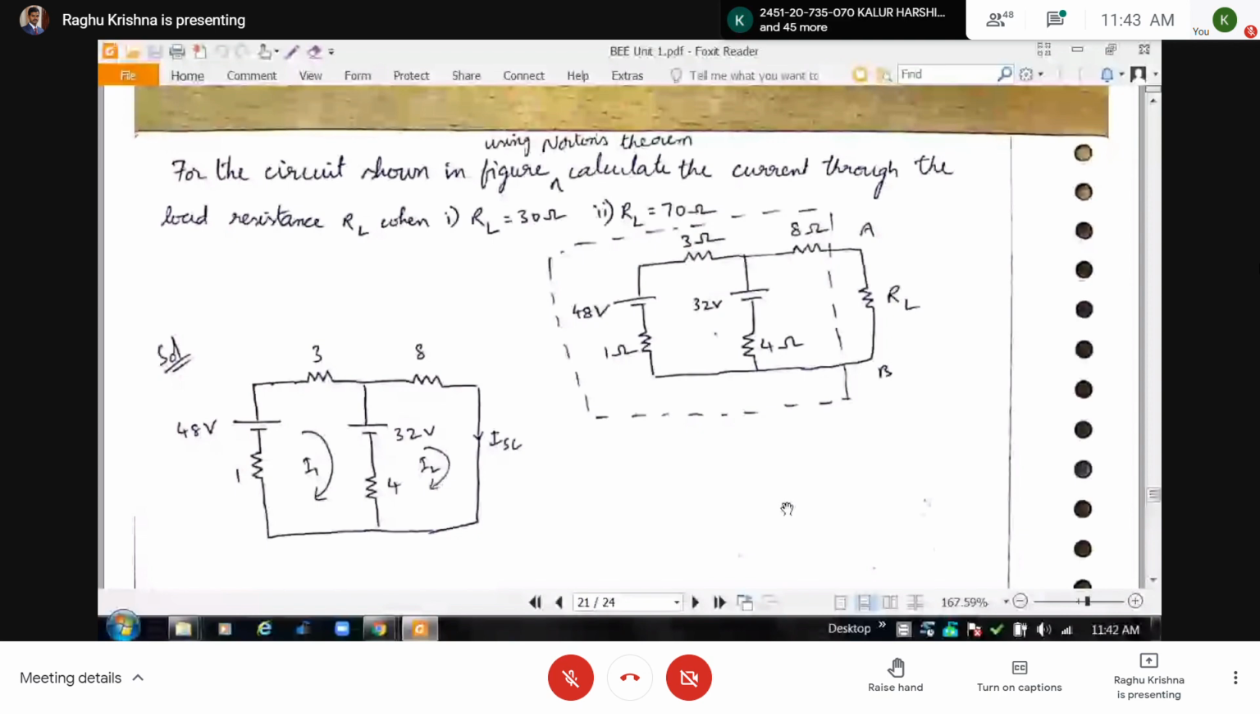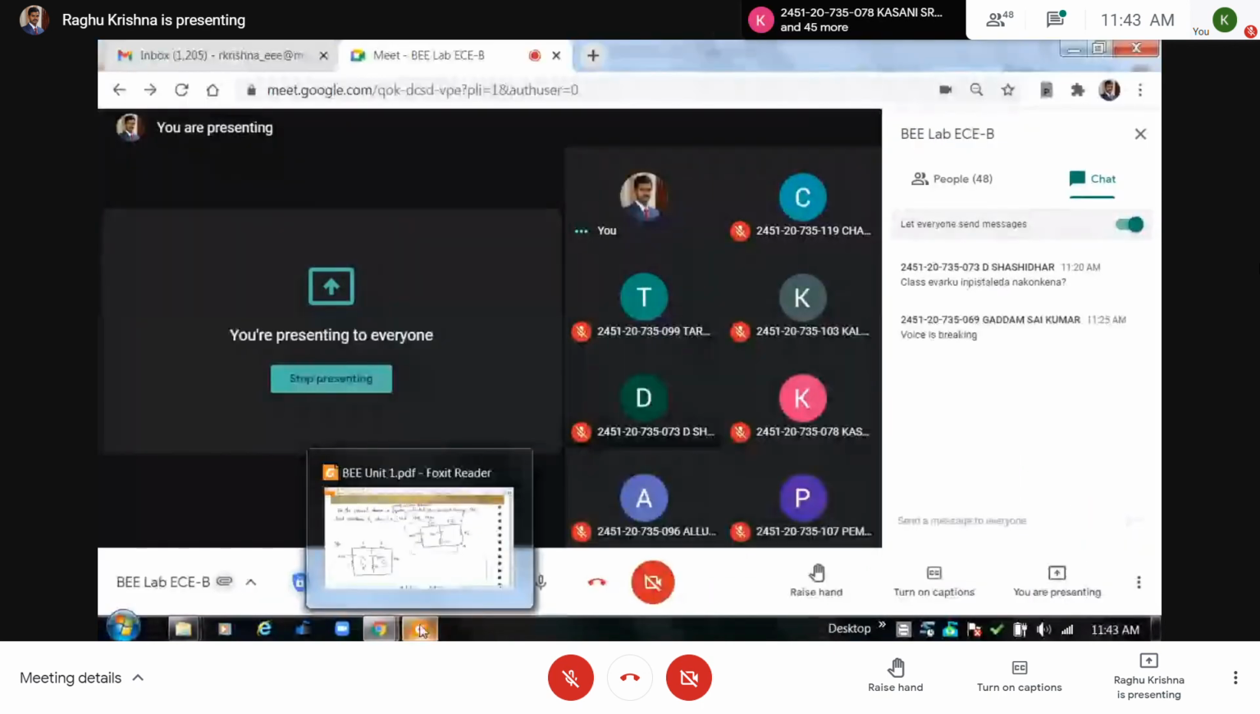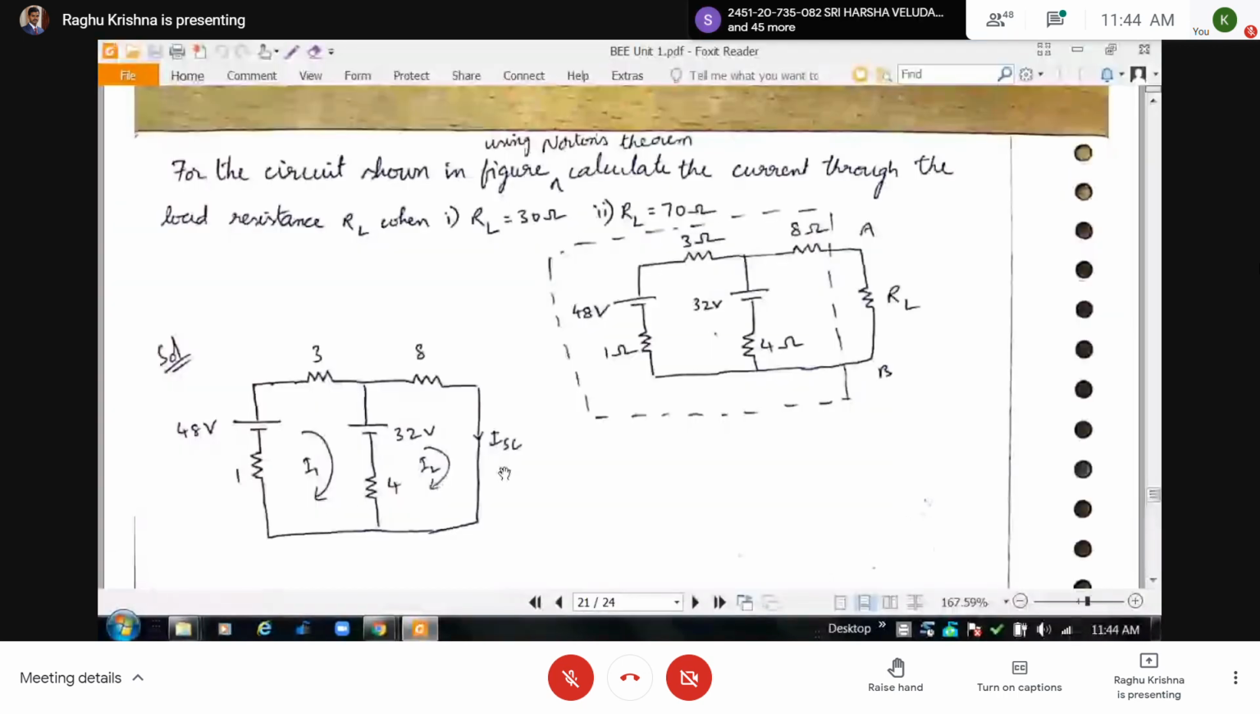Have you found what the short circuit current is? Yeah, what is the short circuit current you got? So I got the short circuit current as 4 amperes.